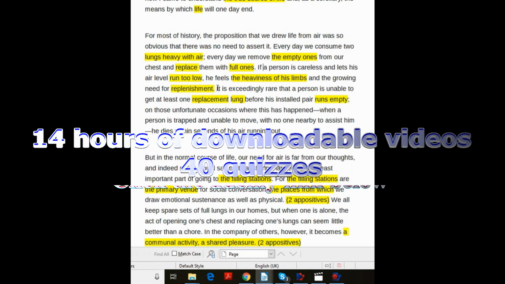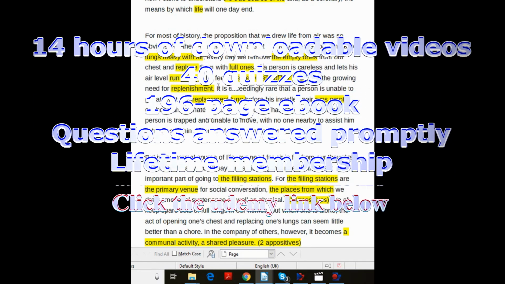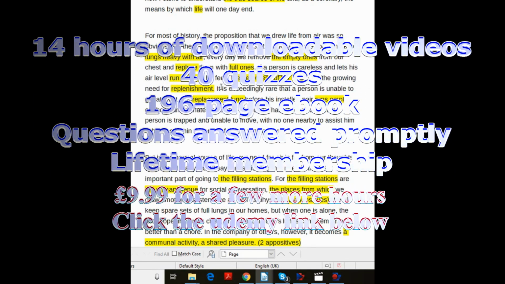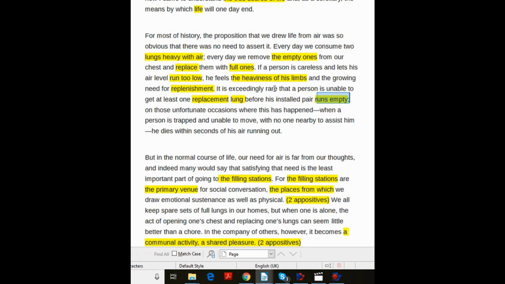If we go further, we see it is exceedingly rare that a person is unable to get at least 1 replacement lung before his installed pair runs empty. So we've got run too low, runs empty, and we've got replace, replenish, replace. Yeah, there's that repetition going on, and we've got lung again mentioned. So there's really quite a lot of repetition going on there.